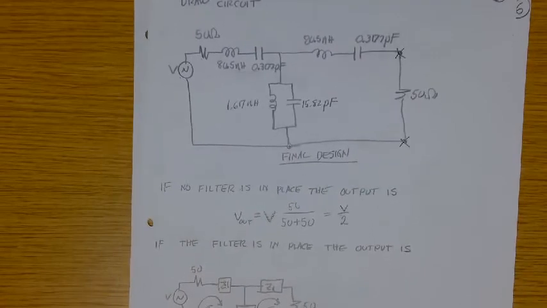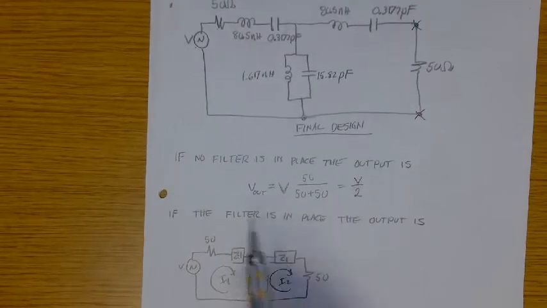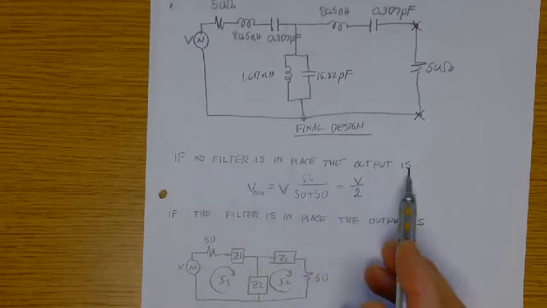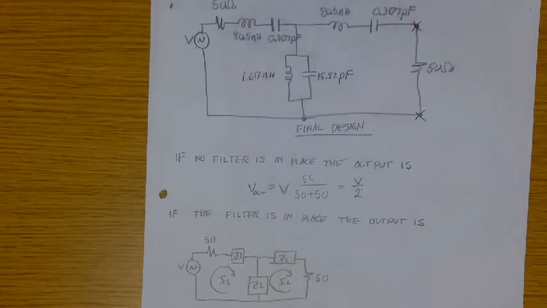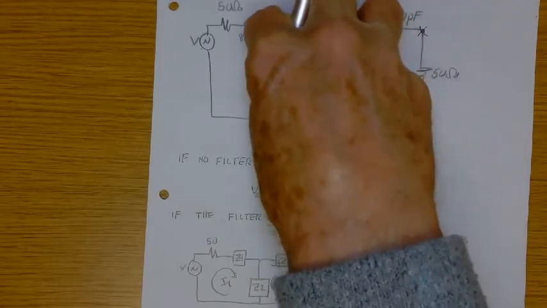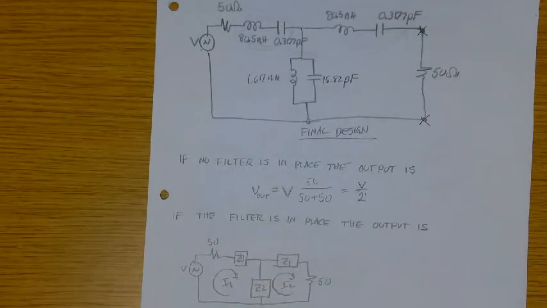Okay. If no filter is in place, we're trying to get the insertion loss. So we need to know what the output is when the filter is not there, and then we need to get the output when the filter is in there. And that will give us the ability to determine the insertion loss. In other words, I'm taking my circuit and inserting it between the source and the load, and the question becomes how much loss is there due to this insertion of this thing?